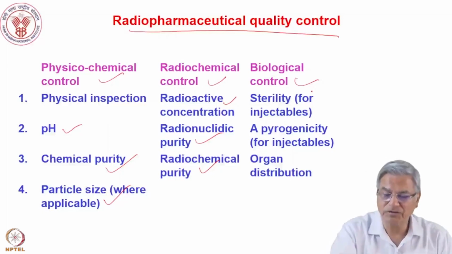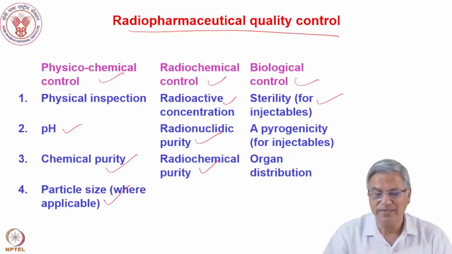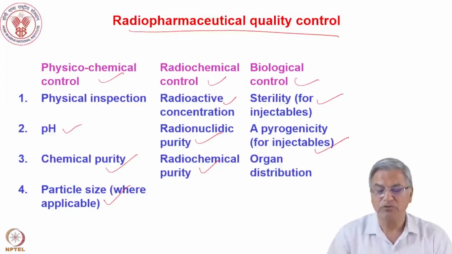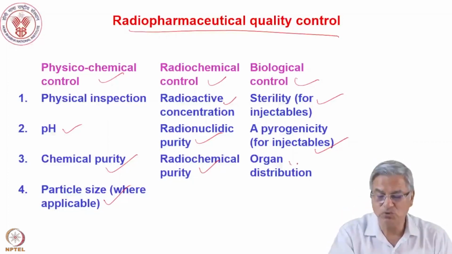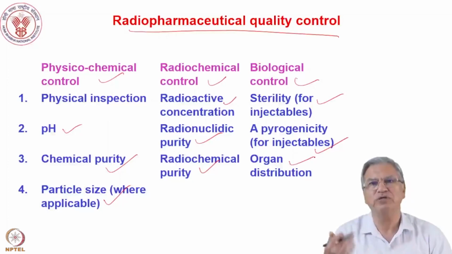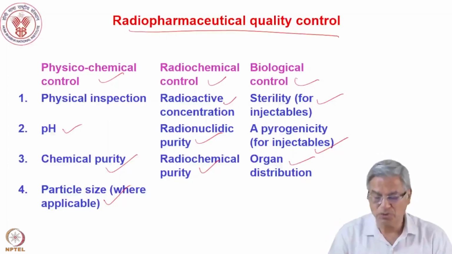Then you have the biological control, sterility for injectables. It should be sterile. Then pyrogenicity, which means it should not produce heat in the body. So this is an important requirement of the pharmaceutical, and it should be distributing in the organ of your interest. So these are the properties that the pharmaceutical should have.